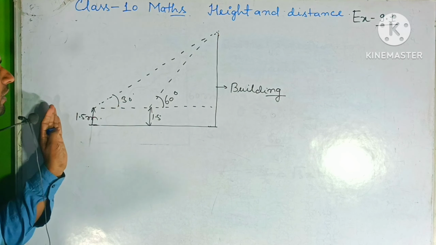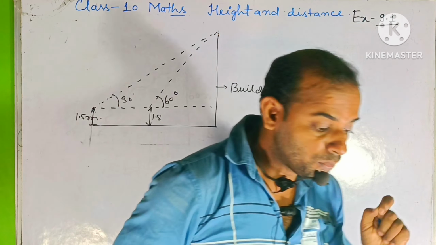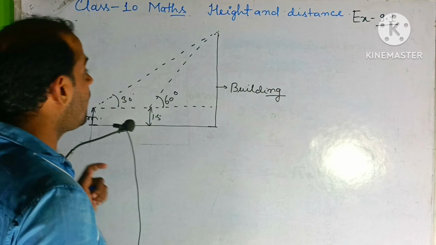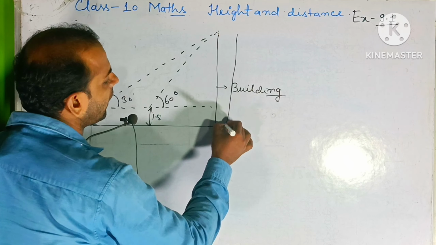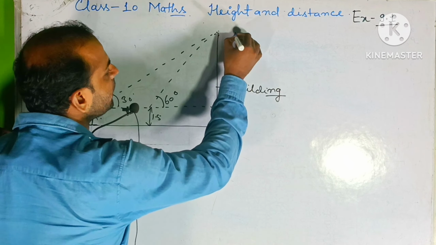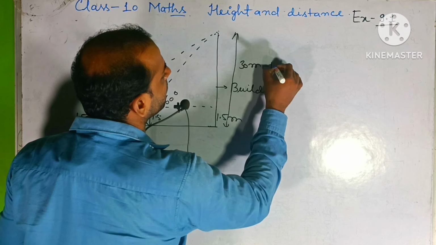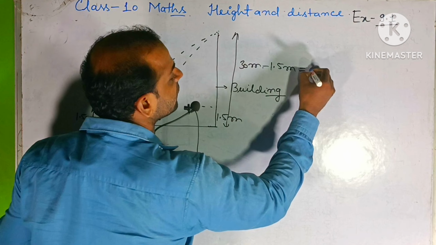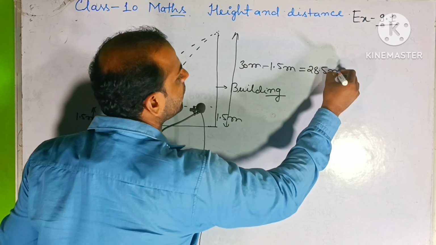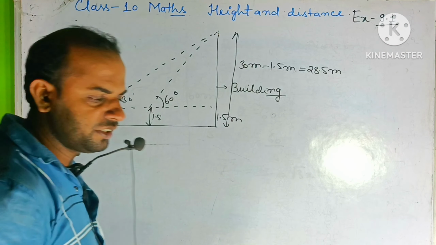Now we will use two different equations to solve the question, but one more piece of information is given, that the height of the building is 30. The height of the complete building is 30 meters. So now let us calculate the height of this part. This part is 1.5, therefore this part will also be 1.5, and the remaining part will be 30 meters minus 1.5 meters, which is equal to 28.5 meters. Is that okay? Yes, I think it is okay.